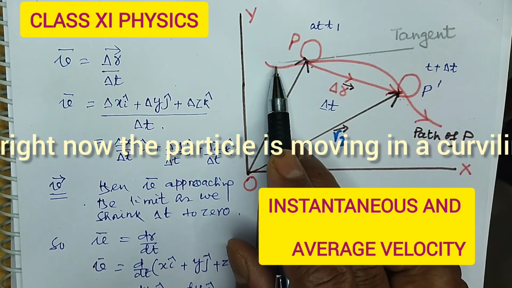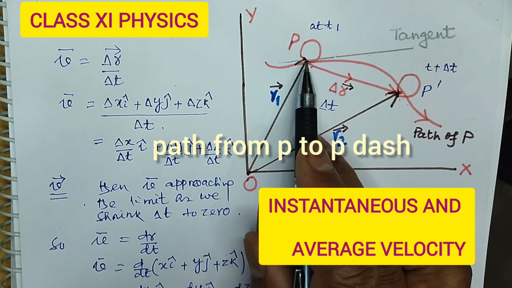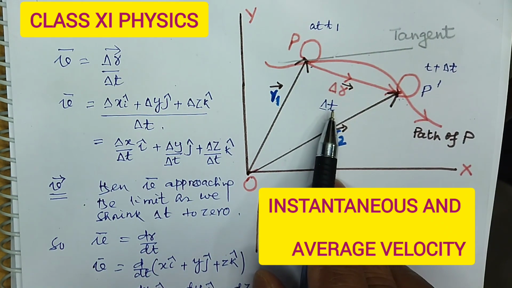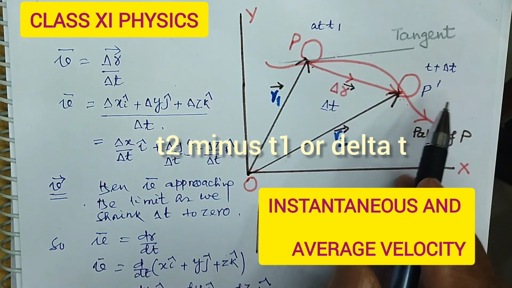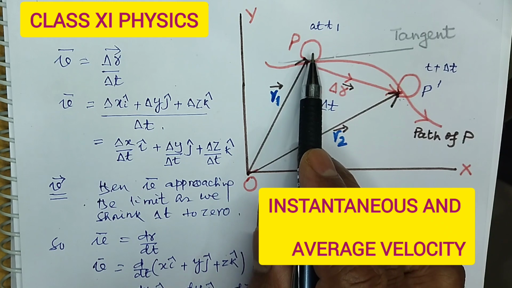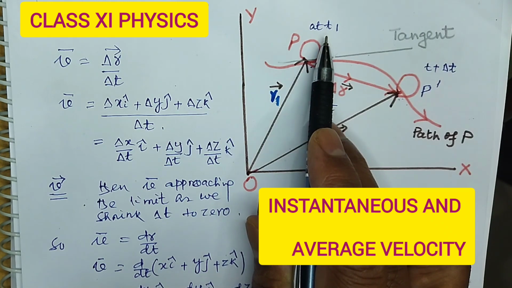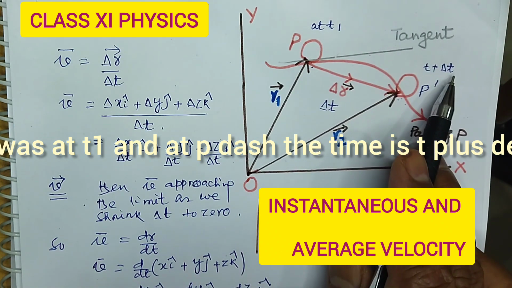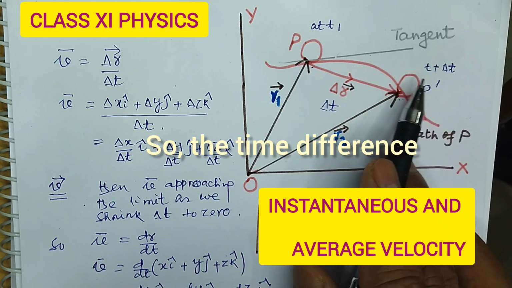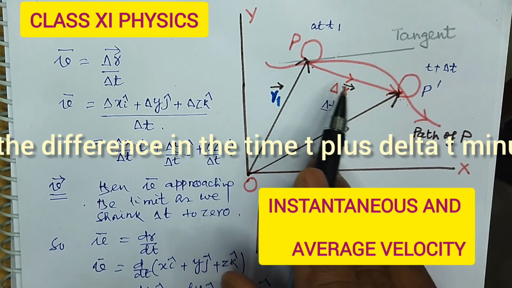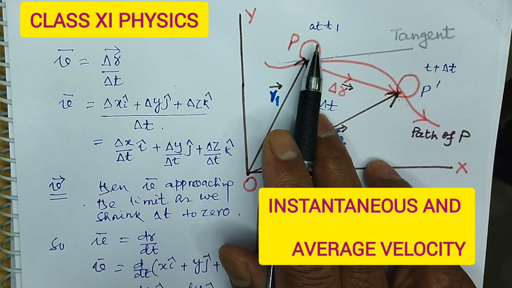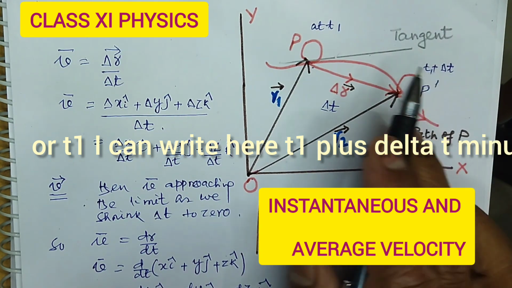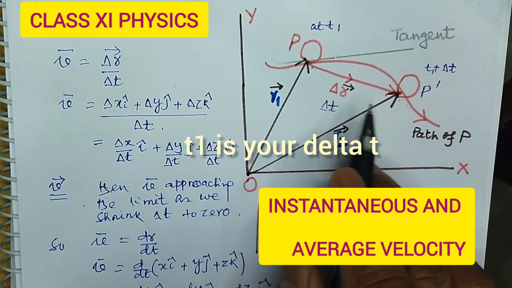Now the particle is moving in a curvilinear path from P to P dash in a time interval of T2 minus T1, or delta T. Say at P, the time we started was T1, and at P dash the time is T1 plus delta T. So the time difference, T1 plus delta T minus T1, is your delta T.